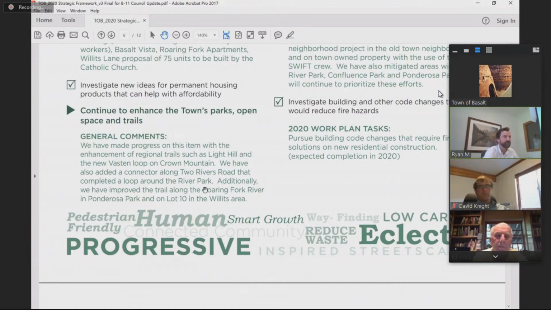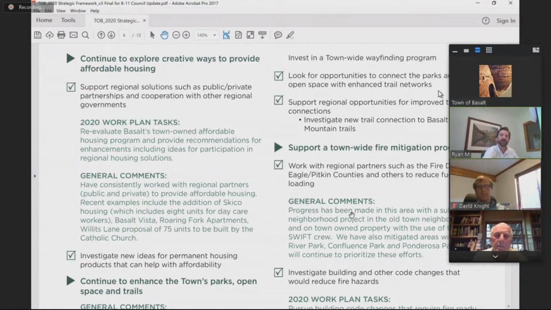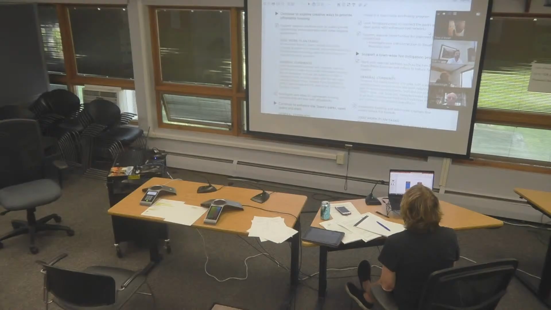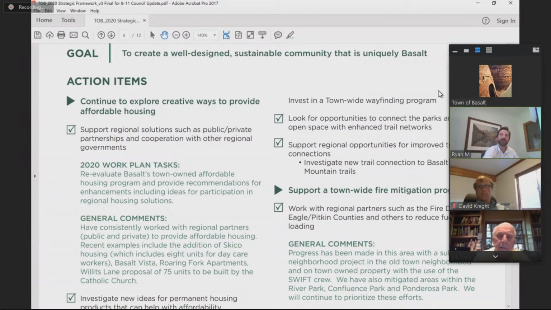And then Lot 10 in the Willis area, which is underway, but it's really meant to be a passive open space, but was cleared out and access was made easier there. People who are walking by now have a bridge to cross a ditch that goes through that area, and there's a nice little bench, and of course you can access down to the river. And then opportunities to connect parks and open space.